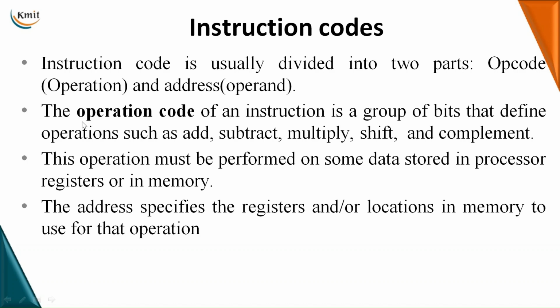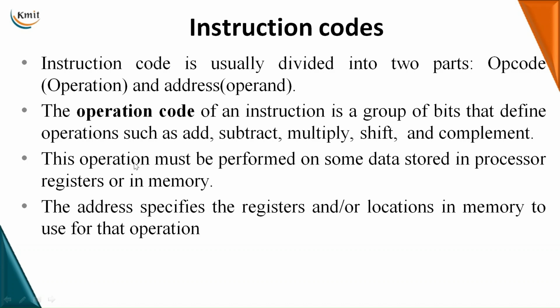So what is an opcode? Opcode is nothing but the operation code of an instruction, which is a group of bits. As we know, whatever instructions and data are stored in the computer, everything is in the form of bits, zeros and ones, right? So the opcode of an instruction is a group of bits that define the operation. It can be addition, subtraction, multiplication. What type of operation the instruction has to perform is defined by the opcode part.